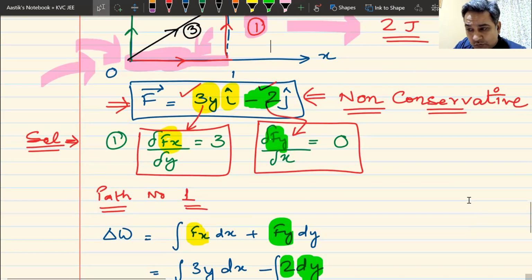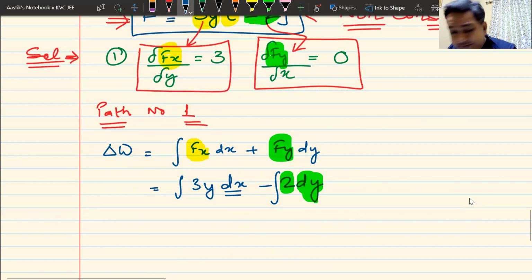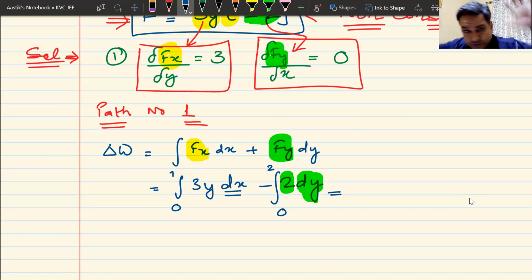Yes or no? Yes, sir. I just put the values. See here it is dx, so x has to vary from 0 to 1. Simple as that. Here it is dy, so you have to put the values of y. From where to where is y varying? 0 to 2.